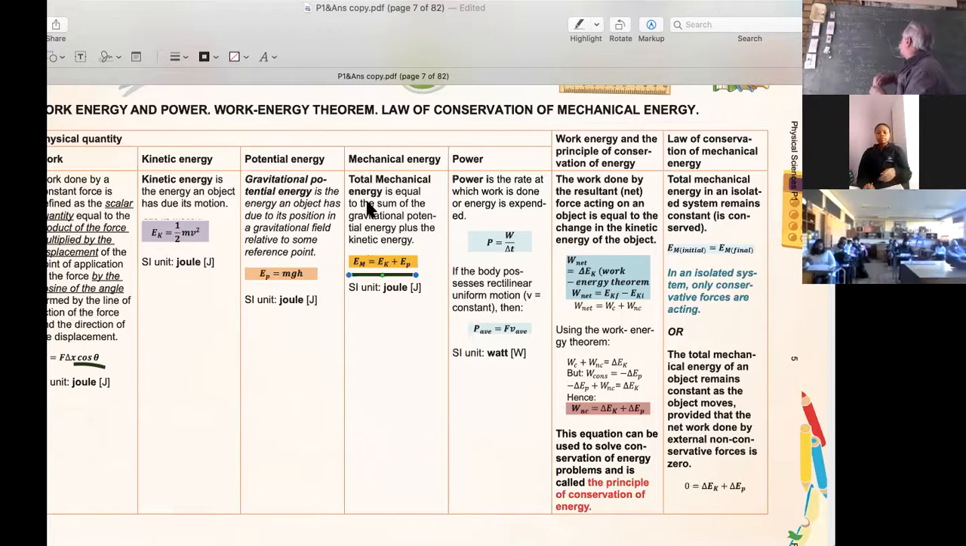So let's suppose she had X amount of energy at the top. According to the law of mechanical energy, how much energy will she have at the bottom? Who says she will have more than X? Who says she will have X? Who says she'll have less than X? Okay, well, what is the answer? According to the law of conservation of mechanical energy, she's going to have the same amount of energy at the top and at the bottom.